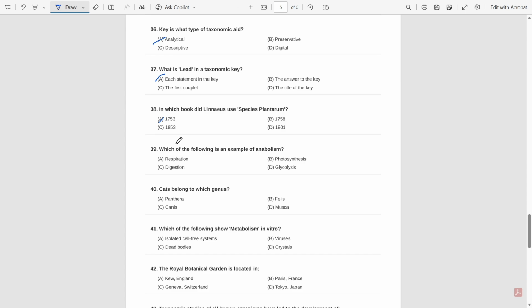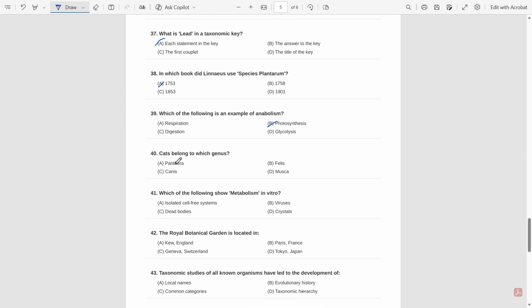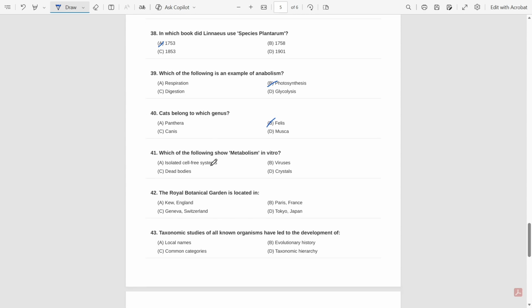39. Which of the following is an example of anabolism? A. Respiration, B. Photosynthesis, C. Digestion, D. Glycolysis. B. Why anabolism involves building complex molecules, glucose, from simple ones, CO2 and H2O. 40. Cats belong to which genus? A. Panthera, B. Felis, C. Canis, D. Musca. B. Why domestic cats belong to the genus Felis.